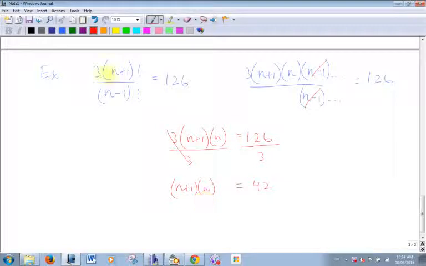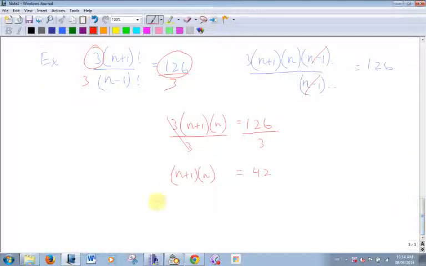I could have done that right at the very beginning. Some people see that, some people don't. Doesn't matter. But I probably want to get rid of it before I multiply it out. I could have done it here. That's fine. Now I have no choice. Yeah, I got to multiply this out. So this is times everything. N squared plus n is 42.